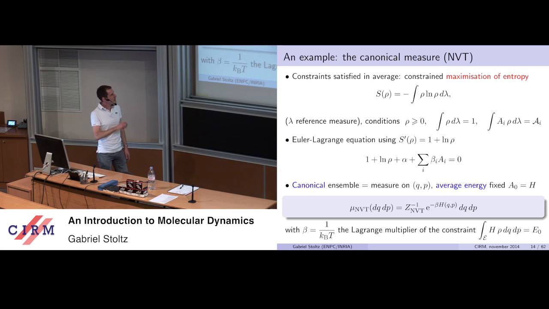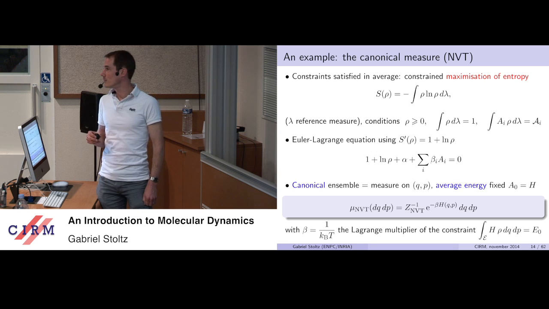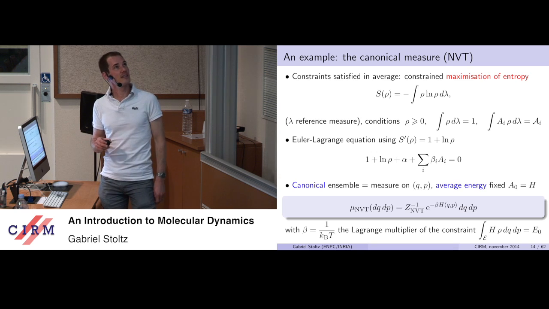To give some flesh to this general principle, let's turn to one specific example, the driving example today, and admittedly the most common thermodynamic ensemble used in practice, which is the canonical measure, also termed NVT, because you fix the number of particles and the volume of the simulation box, and you fix the energy only in average. People say that you fix the temperature in this case.